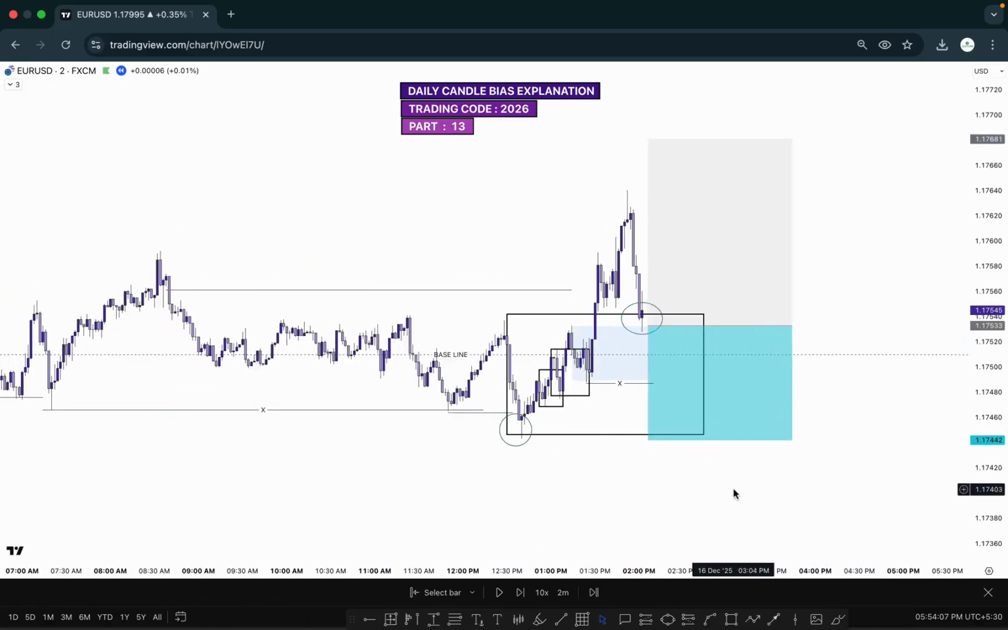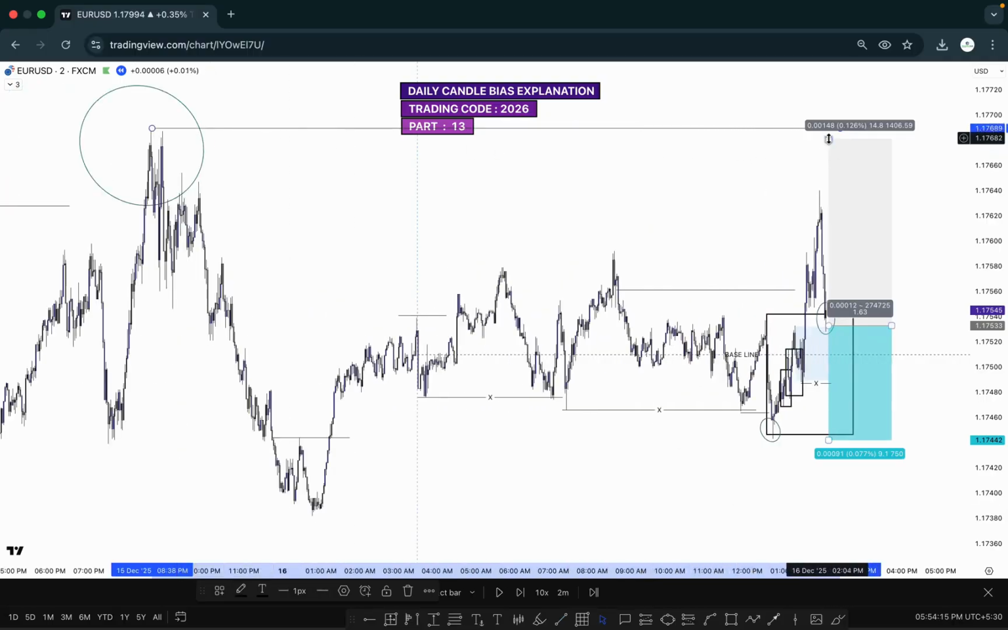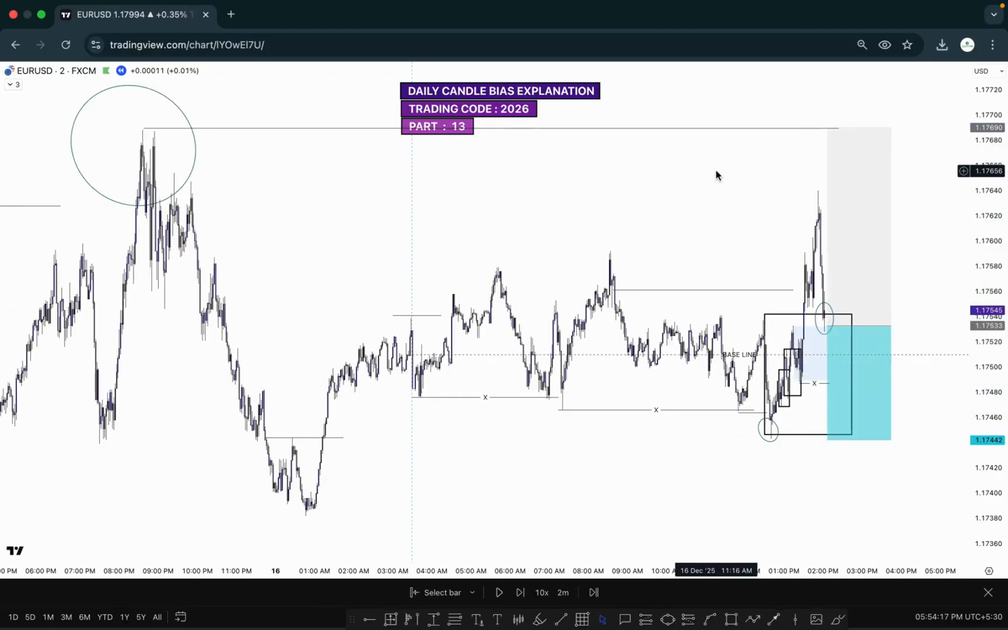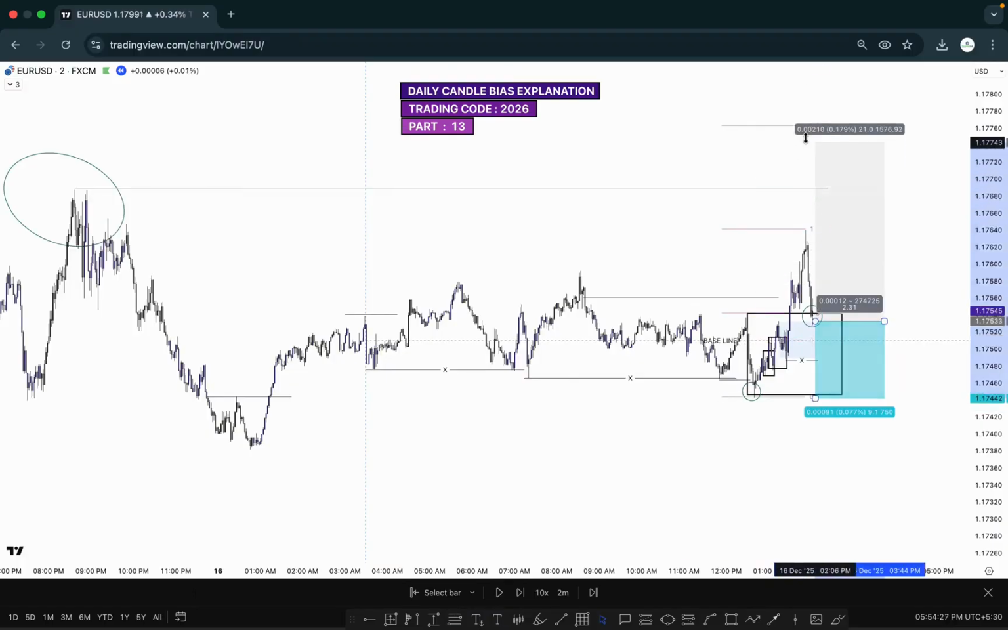Okay, and where is the target? Target we can set at the previous day high. This is our target right here, and we can set it as per the previous day. Also we can set it based on the Fibonacci tool. We can use the Fibonacci tool top to bottom right here. So 1.618 you will get target. You will get almost 2.5 RR.